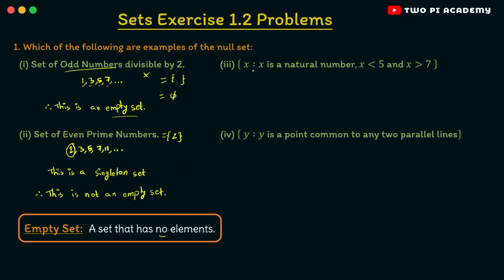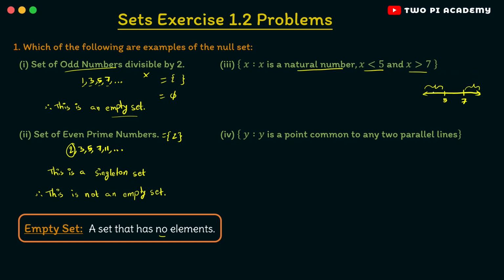The set of all x such that x is a natural number and x is less than 5 and x is greater than 7. So to solve this, let us consider a number line like the following. Somewhere in the middle we have 5, and here we will have the number 7. Now the first condition says x is less than 5. So clearly x will be in this region. And in the second part, they are telling x is greater than 7. So x will be in this region.